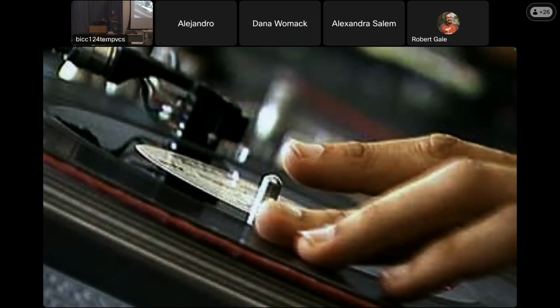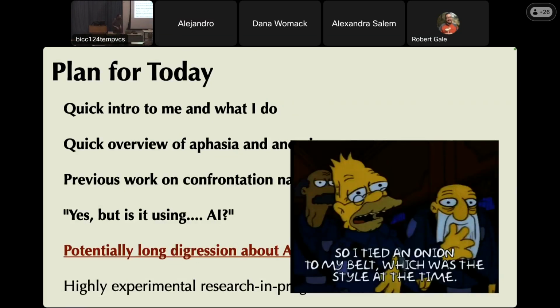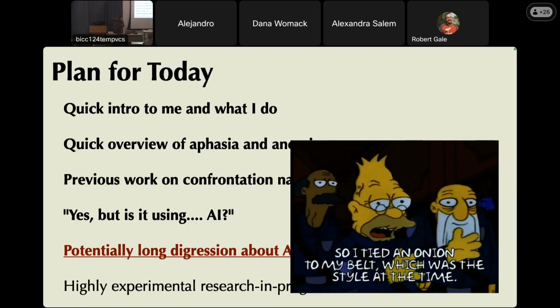Let's talk about LLMs, because we've had a few seminars about them at a higher level, but I think it's a good point to zoom in a little bit. So that was the "yes, but is it using AI?" We weren't using generative AI, but we were using AI, but okay, now we're going to really use AI. So now it's time for a little bit of a digression about AI. I promise it won't be a Grandpa Simpson long rambling story.